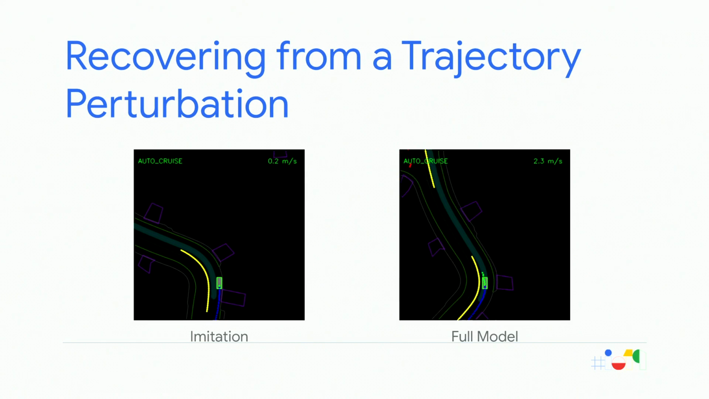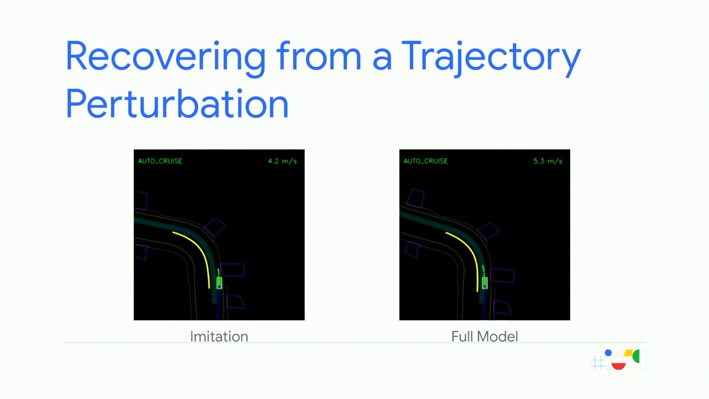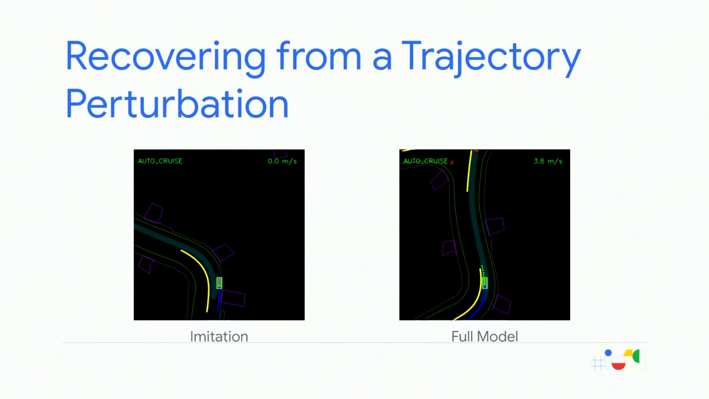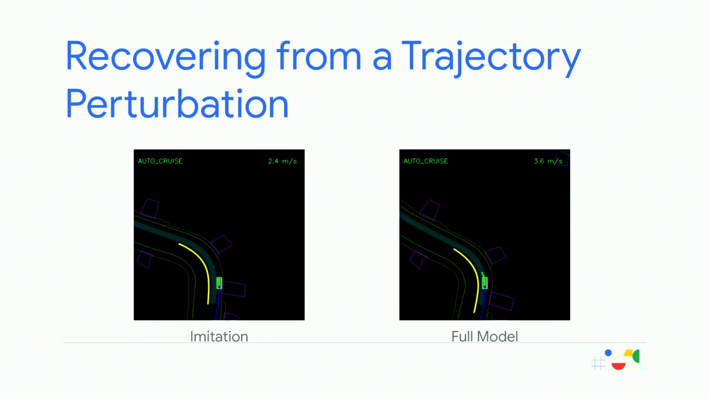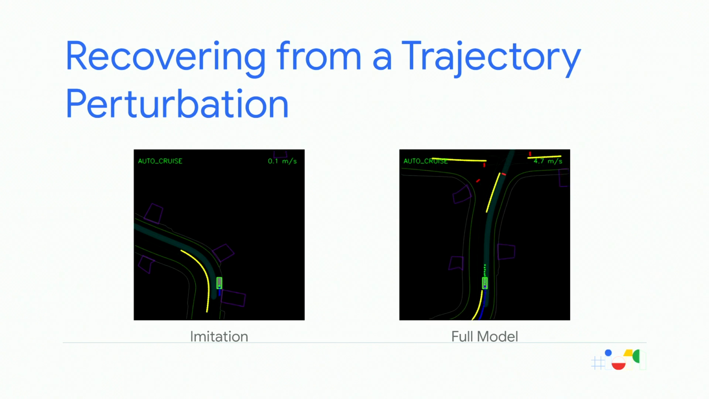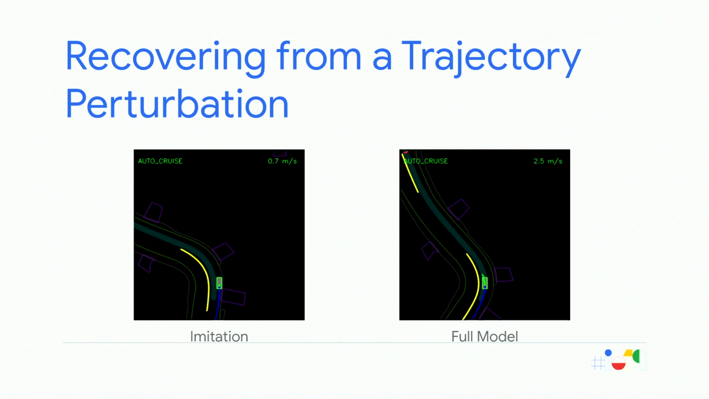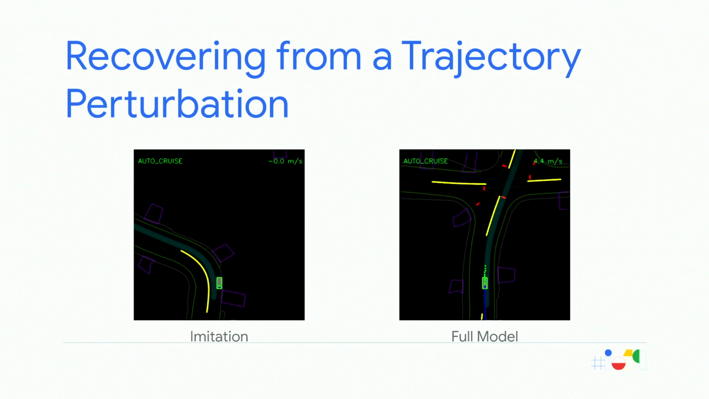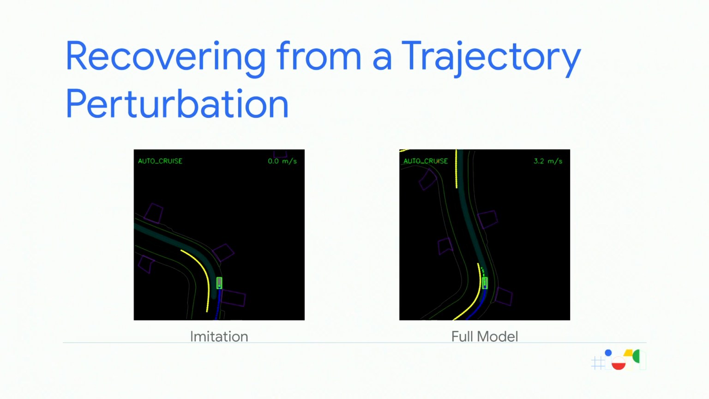This second scenario illustrates again recovery from trajectory perturbation. So we put our agent at a slight heading offset, approaching a tight curve, and we find that on the left, the imitation model once again gets stuck, not knowing how to recover, while the full model is able to recover nicely and continue along the path of the entire turn.